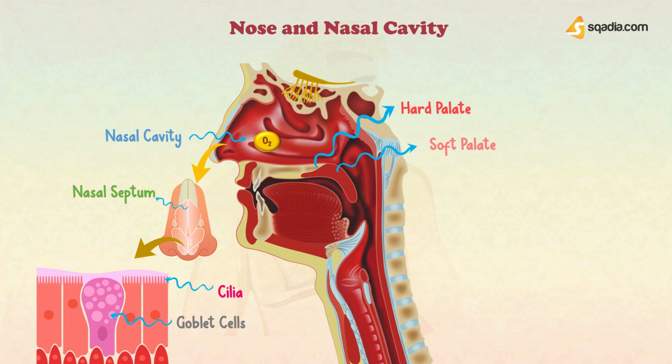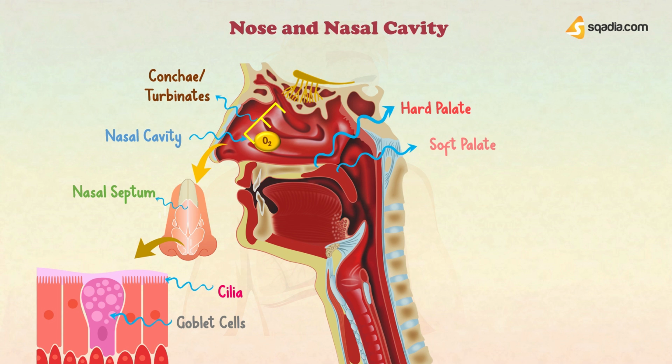Now, projecting from the lateral wall of each cavity are three bones called conchae or turbinates. These bones create narrow passages, ensuring that most air contacts the mucous membrane on the way through. As it does, the air picks up moisture and heat from the mucosa. At the same time, dust sticks to the mucus, which is then swallowed.